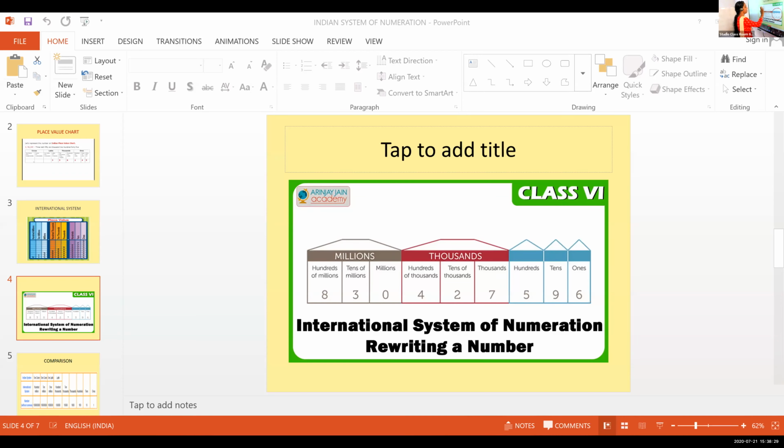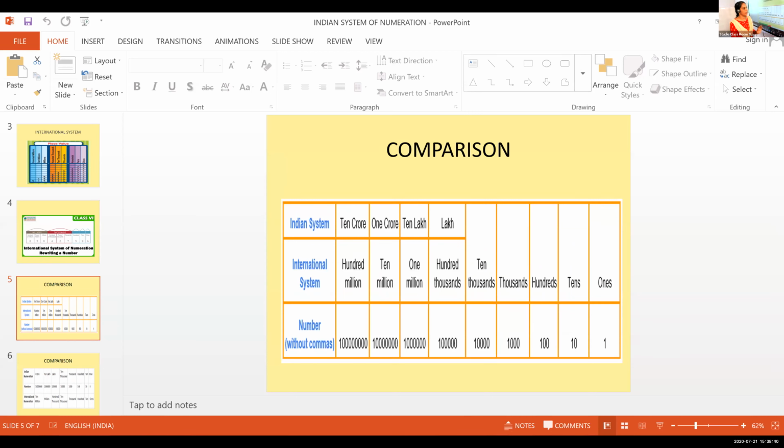Now children, listen, it is a very important thing. Next one, what I am going to take is the comparison of Indian system and international system. Just check. Listen. There is no lakh in the international system. Can you see lakh there in the Indian system? Yes, ma'am. This is the Indian system's lakh. And this Indian system's lakh is the international system's 100,000. So Indian system's lakh we will read as international system's 100,000.